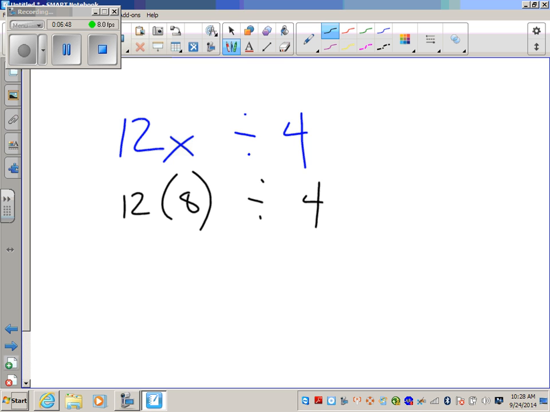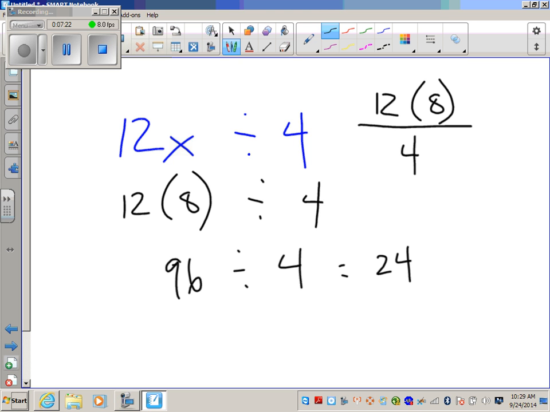Larissa, help me out. What is 12 times 8? 12 times 8. 96. 96 divided by 4. 4. Okay. Now, if we were to put 12x divided by 4 this way, we could actually have simplified beforehand.